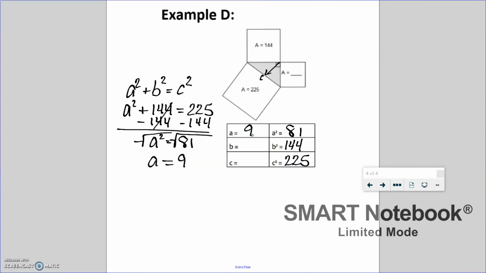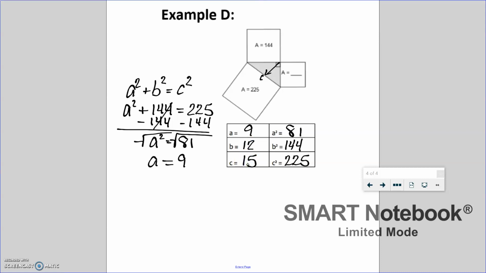And then to find your other missing sides, if B squared is 144, to find the side length, we do the square root. Square root of 144 is 12. And the square root of 225 is 15.